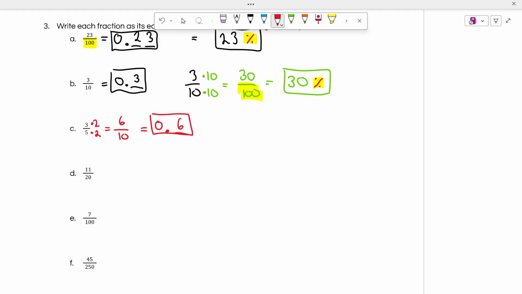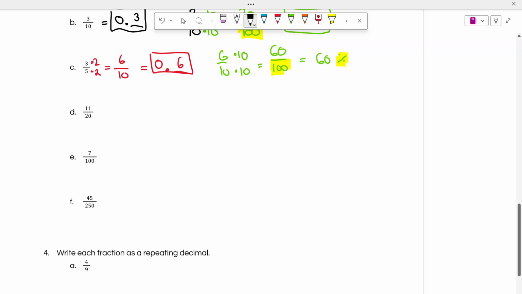Okay, for my percent, I want there to be 100 on the bottom, so I'm going to take my 6 over 10, and multiply top and bottom by 10, like I did in the previous question. That gives me 60 over 100, and 60 out of 100 is 60%. Again, just replacing your out of 100 with your percent sign.